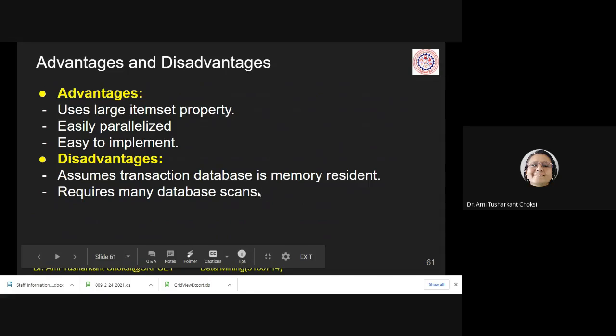So if there is any solution for that, that will make our life simple, isn't it? The Apriori algorithm is good. It is easy, it can be parallelized, easy to implement, right? All the things are there, but it requires many database scans. That is the disadvantage of it. Okay.